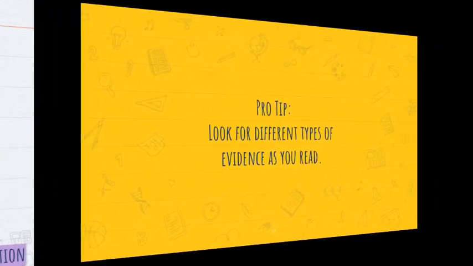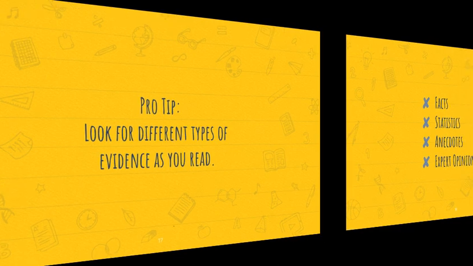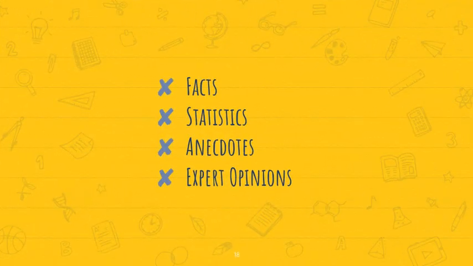Now here's another pro tip. As you're doing your research, look for different types of evidence as you read. You could look for facts, statistics, anecdotes, and expert opinions. If you actually use these 4 different types of evidence when you're writing your paper, it's going to be a lot more convincing and a lot more persuasive.